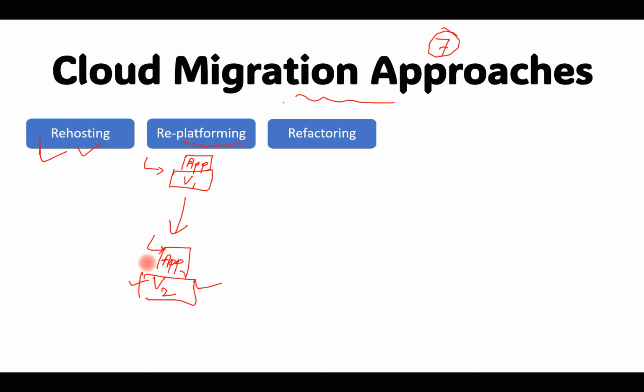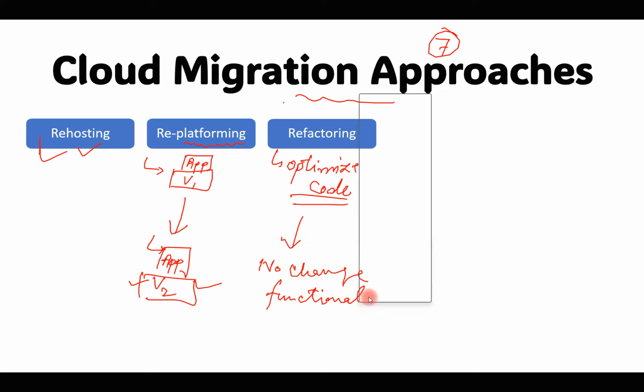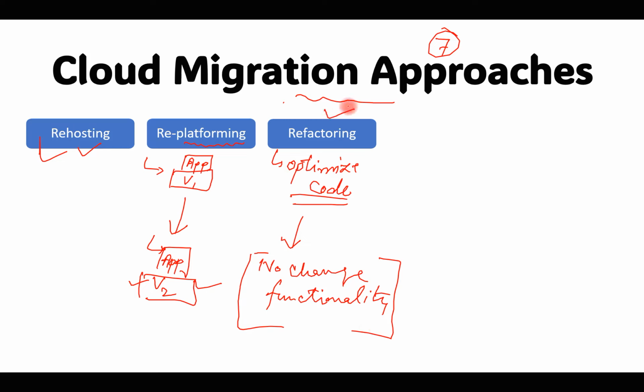Okay. Next approach we have is refactoring. What exactly is refactoring? Refactoring is something where we need to optimize our existing code. So in this case, we need to optimize code for cloud compatibility. But the thing is, no change in the functionality. So we can make minimal changes here, but we will not make any changes in terms of our application functionality here. That approach is known as refactoring.